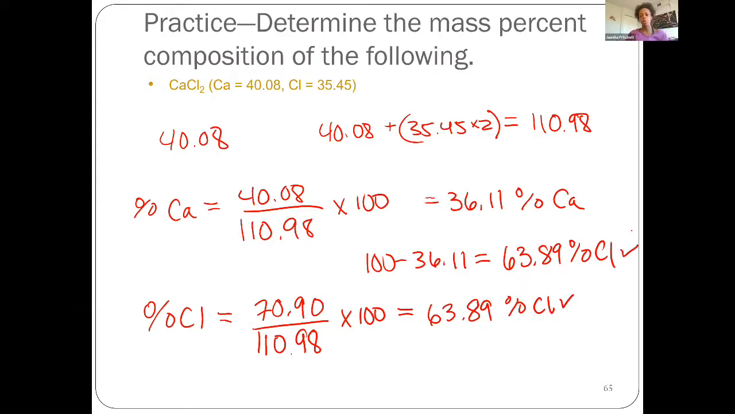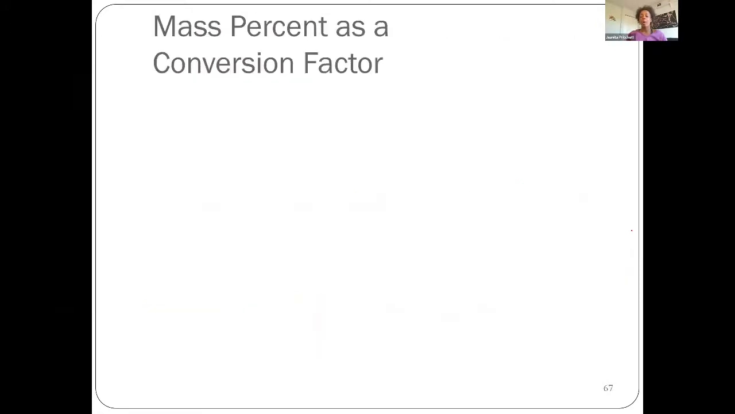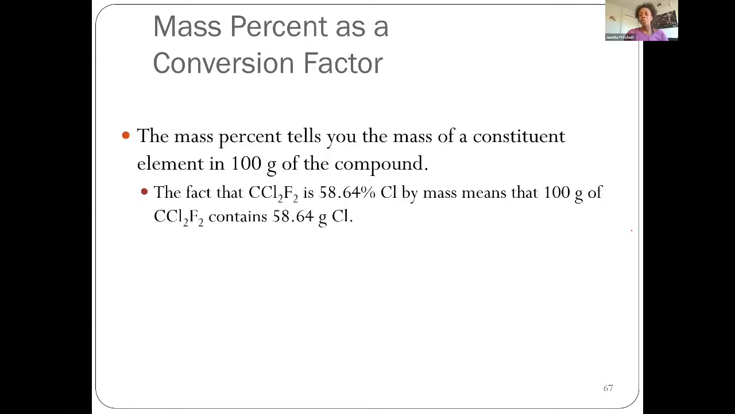So two different formats for you to think about. The great thing about this is if you know the mass percent of something, you can actually use that as a conversion factor. That allows us to go from, say, maybe talking about information about the entire compound to one particular element within that compound by looking at the mass percent as a conversion factor. And so what that means is the mass percent is really telling us how much of each element is present if I had 100 grams of that compound.